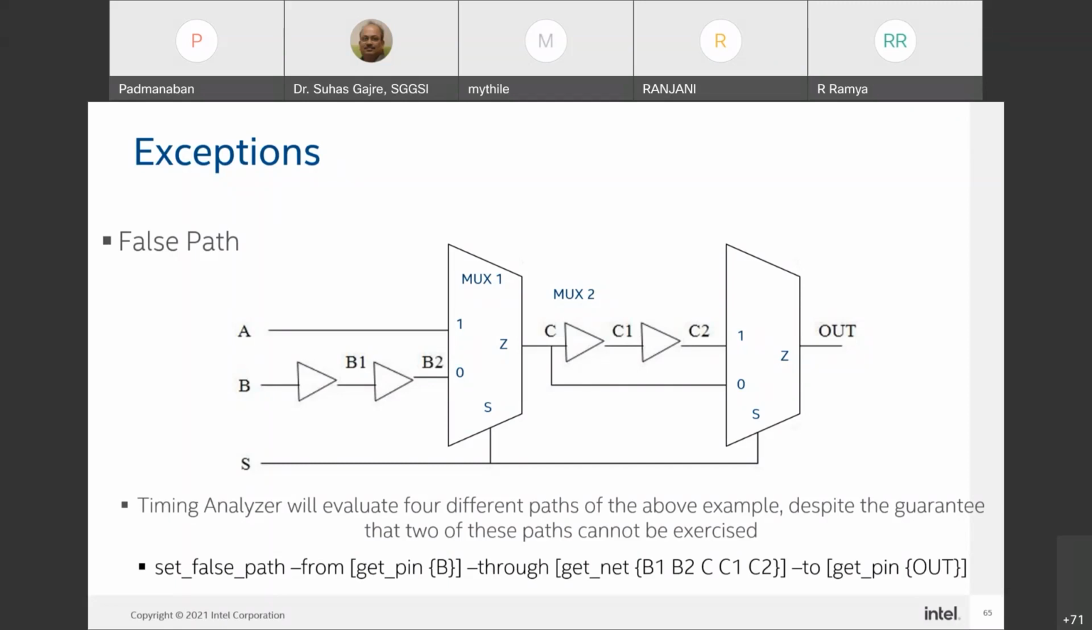By applying this constraint, the timing analyzer will ignore those 2 paths and activate only the other 2 paths. You can apply set false path or the rest of these so that they will be ignored during timing analysis. That means the compiler won't calculate the slack for the false path. The slack for the false path is infinity, so it is not going to calculate it for us. It will be ignored during timing.